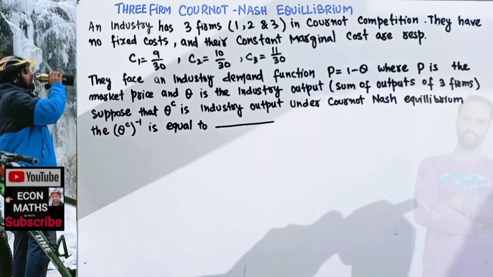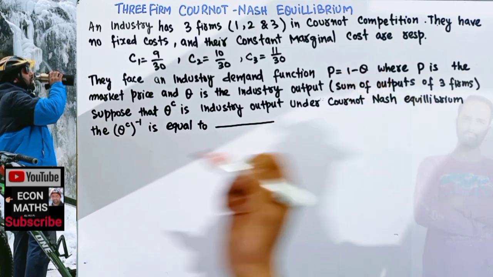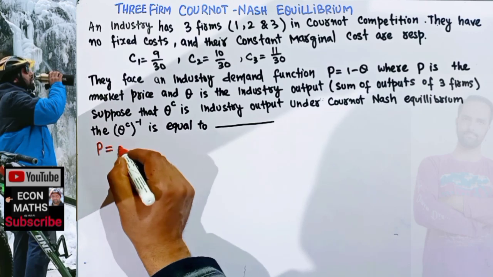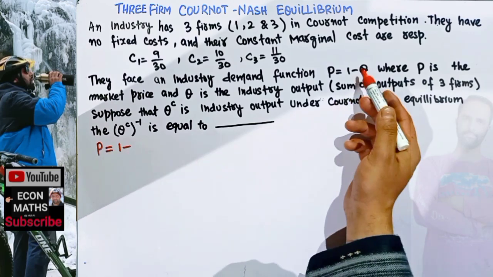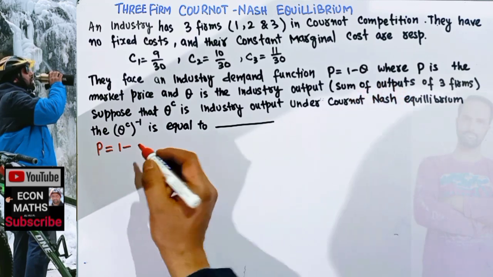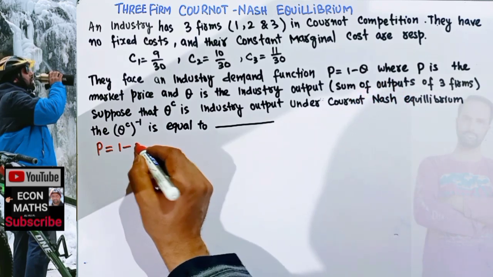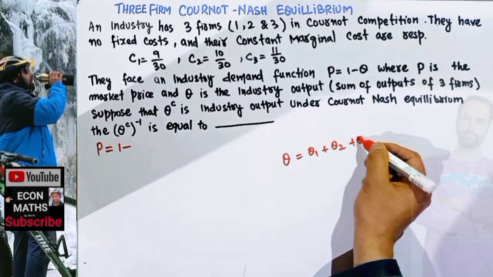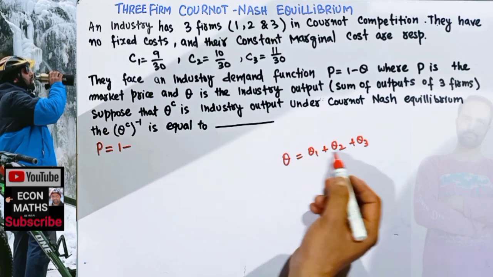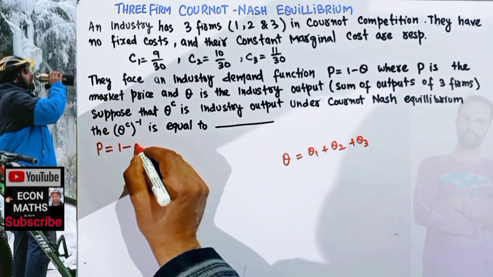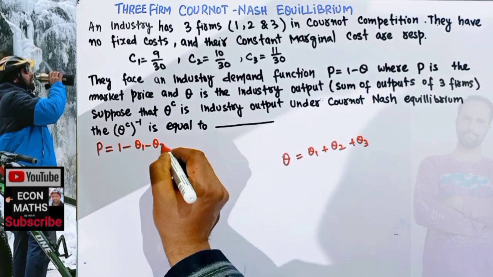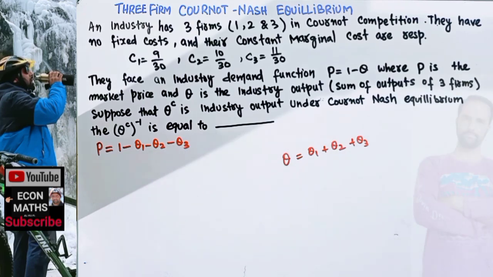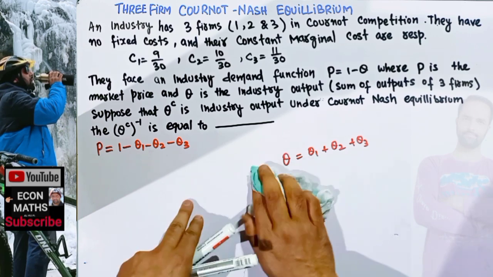Let us first write our demand function. P will be equal to 1 minus Q, where Q denotes the output of three firms. So we can write it in this fashion. In place of Q, I can write Q1 plus Q2 plus Q3. If I subtract this, it becomes P = 1 - Q1 - Q2 - Q3. This is our inverse demand function.